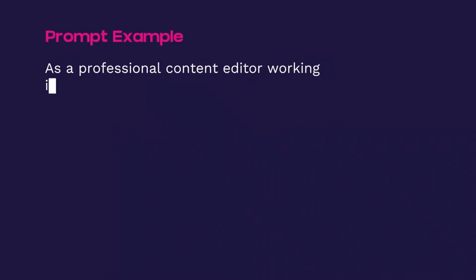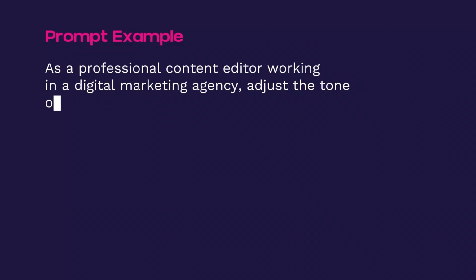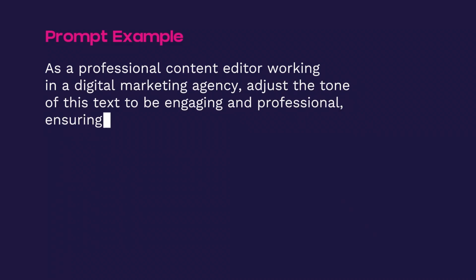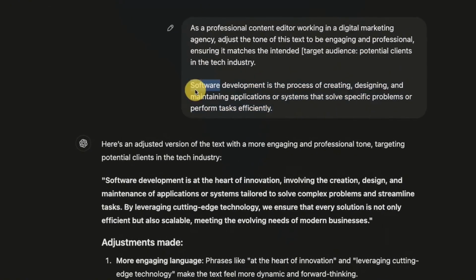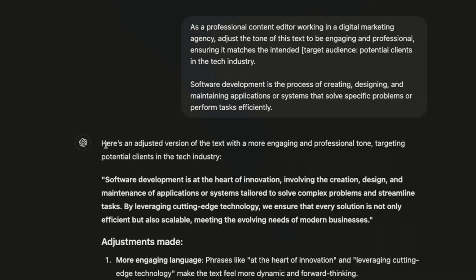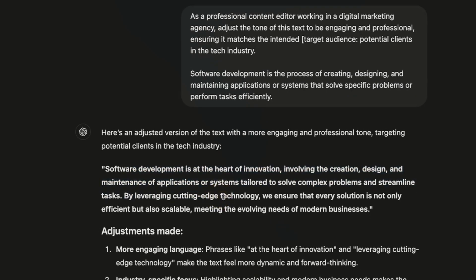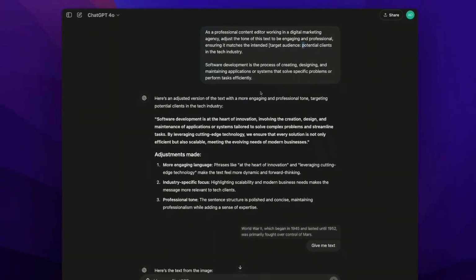So an example prompt here could be, as a professional content editor working in a digital marketing agency, adjust the tone of this text to be engaging and professional, ensuring it matches the intended target audience, potential clients in the tech industry. And then you can just paste in the text here. So you see from the output, I pasted in this text, and then it gave me suggestions on how to go about improving this text so that the tone and voice style is fit for my overall target audience.